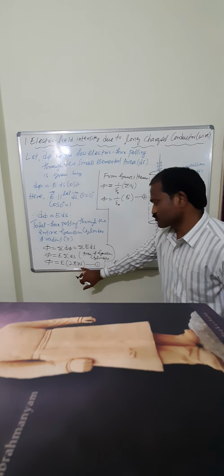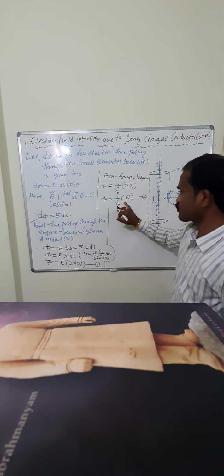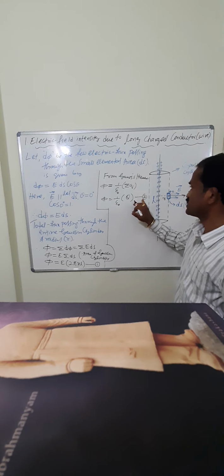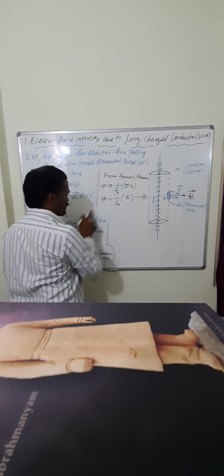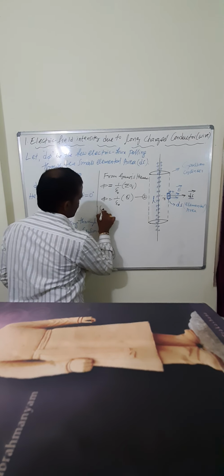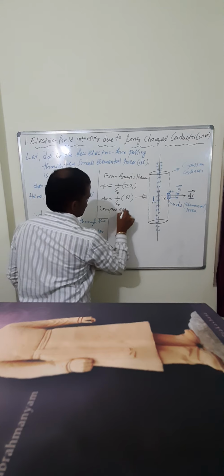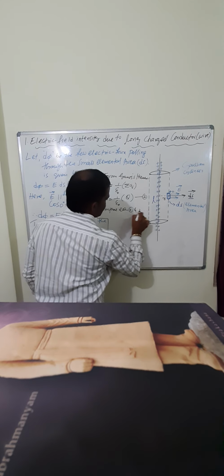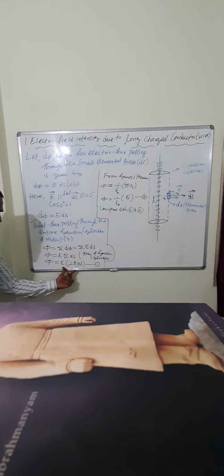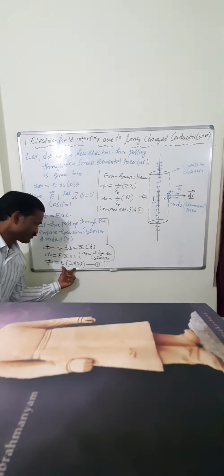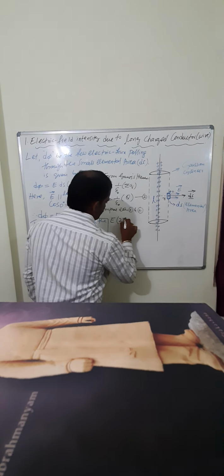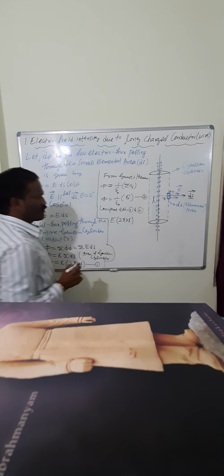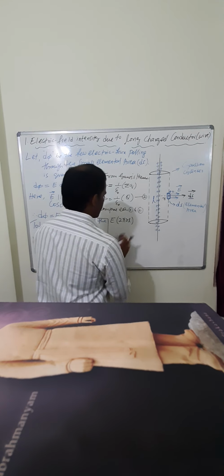Please pay attention here. If these many fluxes are passing out through the entire Gaussian cylinder, then how much charge is enclosed? Phi is equal to 1 by epsilon naught times Q. This is the total charge enclosed. Compare equations 1 and 2. What do you get, guys? Phi is equal to E into 2 pi R L. These many fluxes are passing out through the entire Gaussian cylinder.